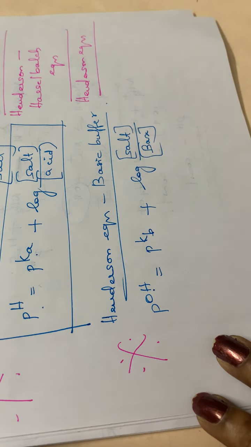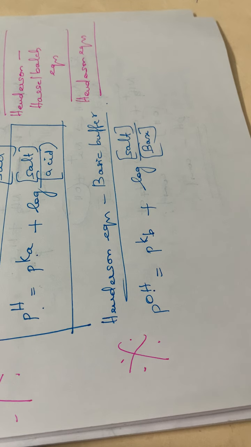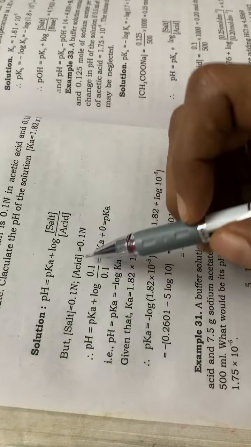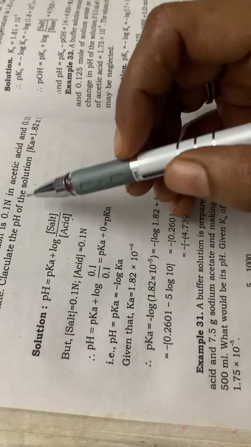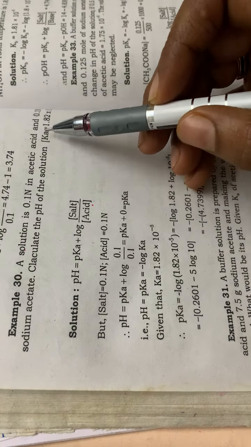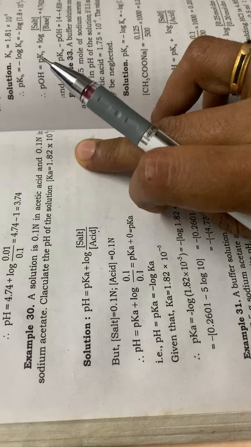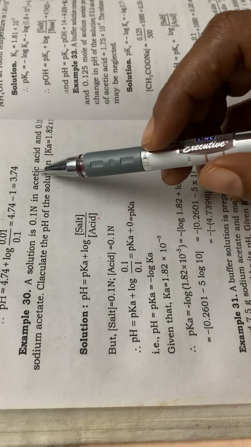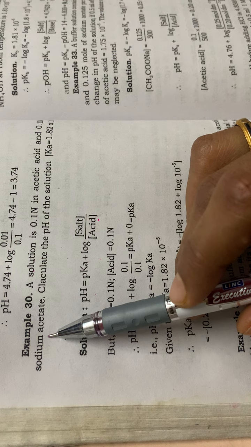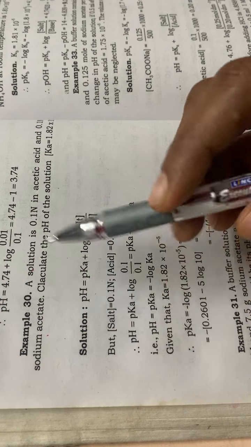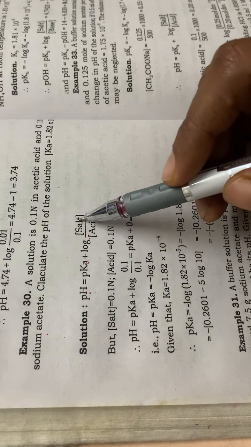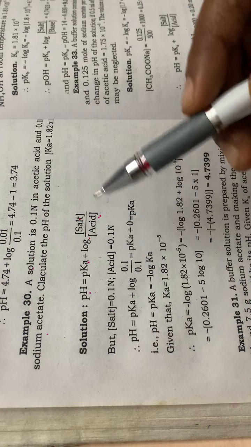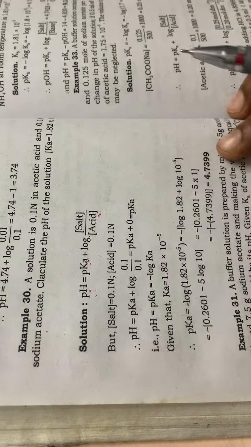See one example. pH is equal to pKa plus log salt by acid. A solution is 0.1 normal in acetic acid and 0.1 normal in sodium acetate. Calculate the pH of the solution. So this is acetic acid and sodium acetate. Normally you know it is an acidic buffer. Then pH is equal to pKa plus log salt by acid. The other one is pOH is equal to pKb plus log salt by base, isn't it?